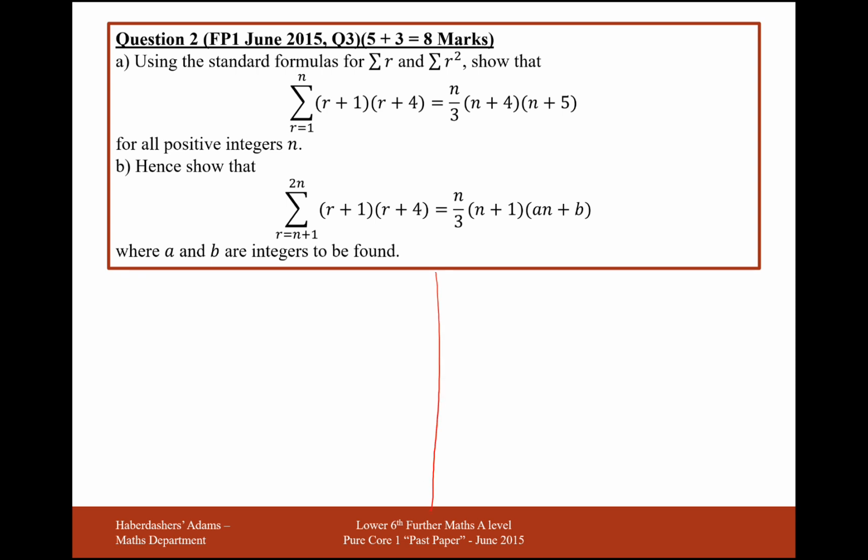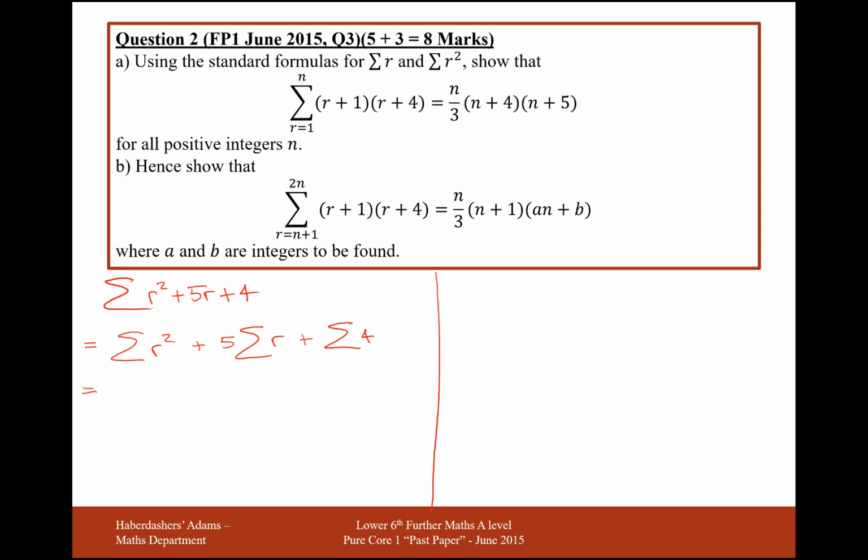So what we're going to do here is first expand the brackets of (r+1)(r+4), which gives r squared plus 5r plus 4. And now we're going to split these up into the different summations separately. So it'd be the sum of r squared, plus 5 times the sum of r (pulling 5 out as a factor), plus the sum of 4s. Now all of these summations are from r equals 1 up to n.